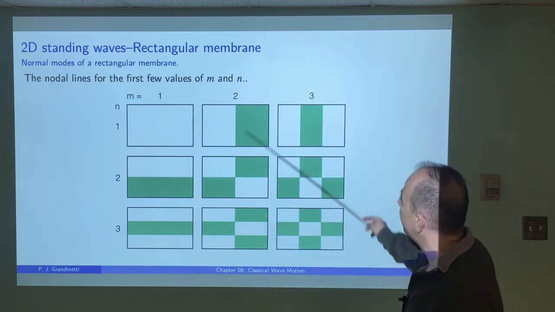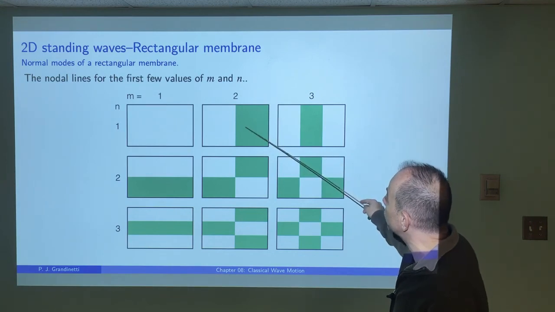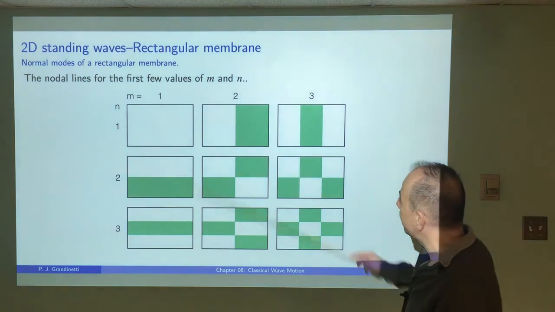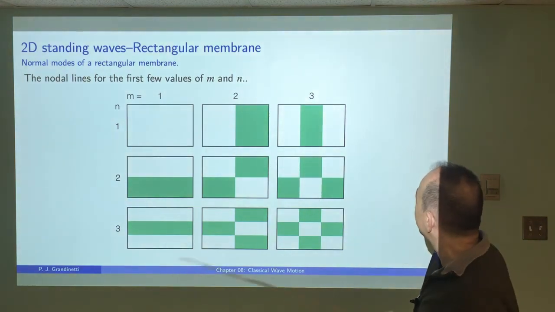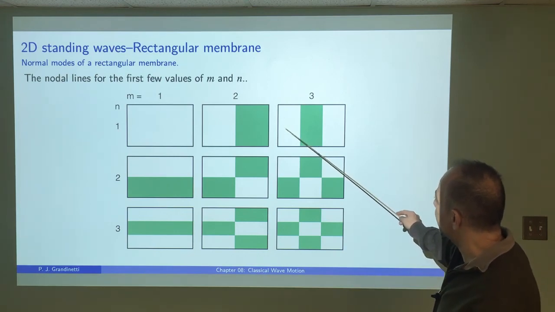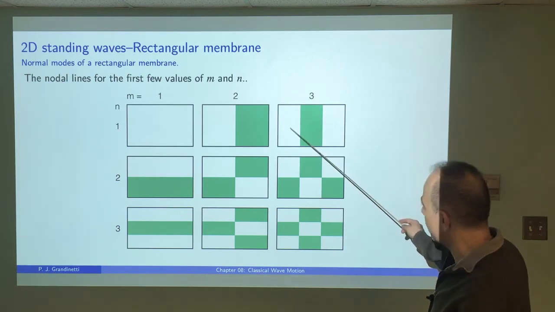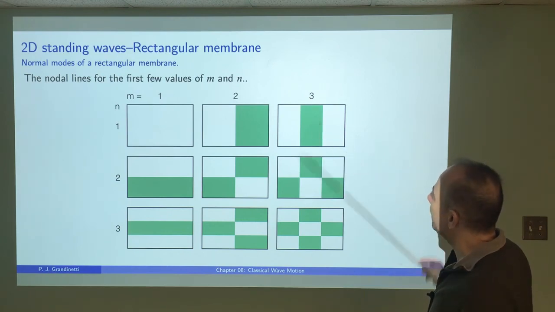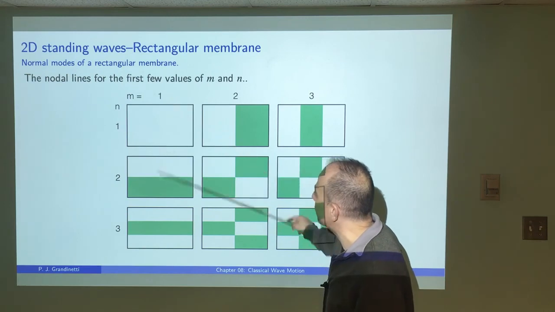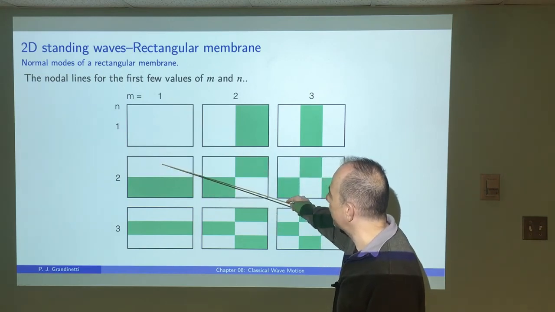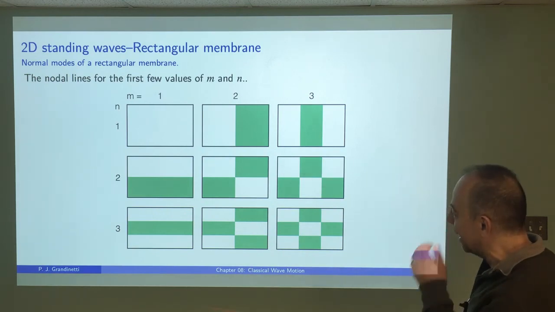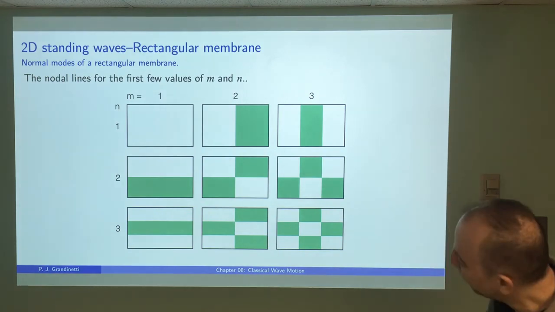In this case, when m equals 2 and n equals 1, then in this normal mode, half of the drum will be down and the other half of the drum will be up. And when m equals 3 and n equals 1, then we have one part up, then down, and then up. And then if you flip it around the other way, where n is equal to 2 and m equals 1, then you'll have this part up and this part down, and so on. So this is what the pattern will look like in this two-dimensional drum.